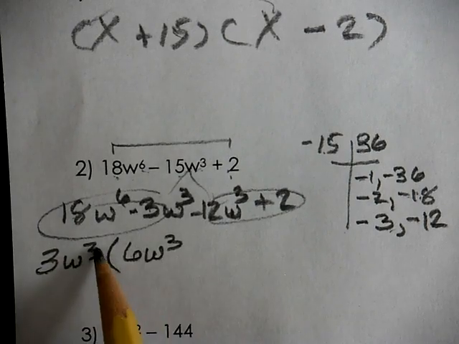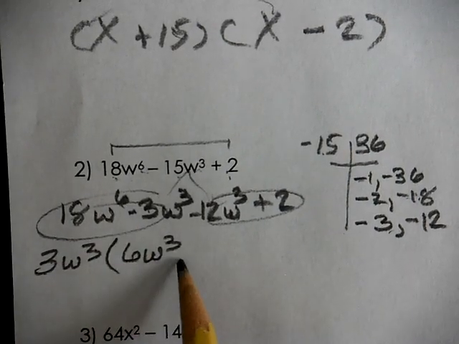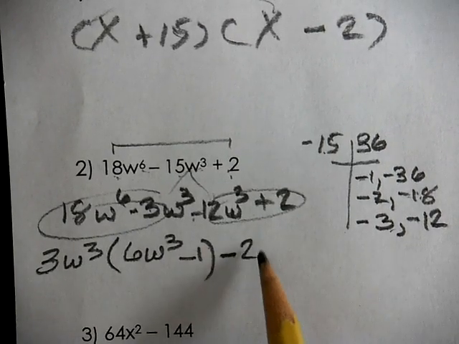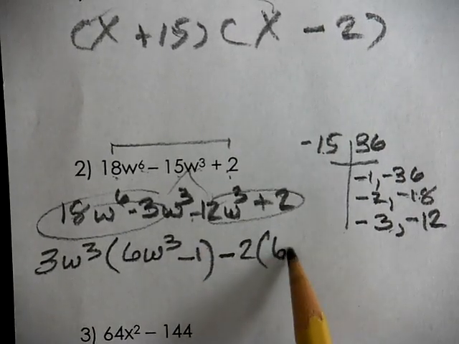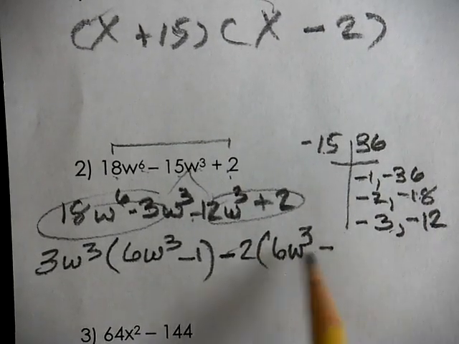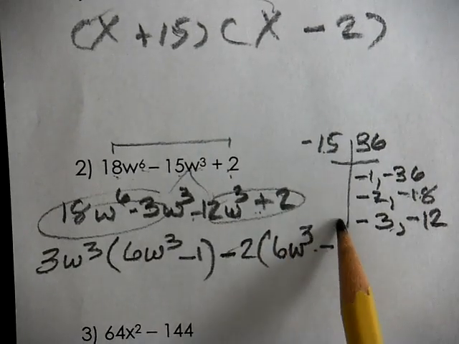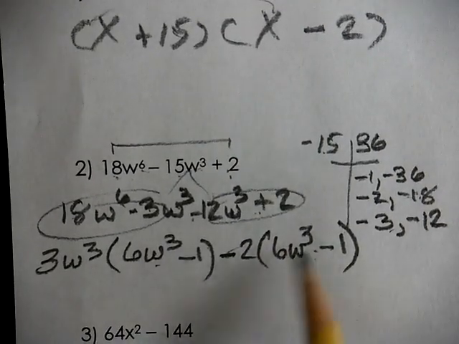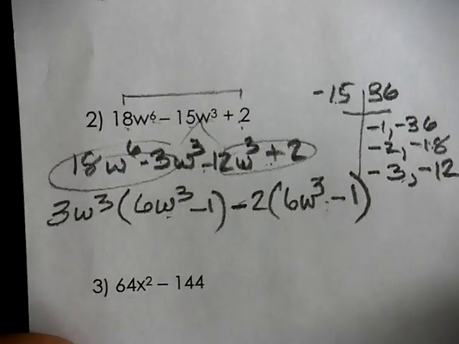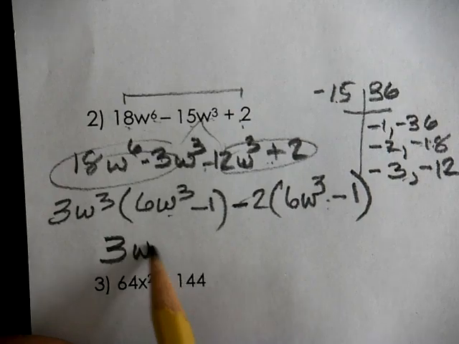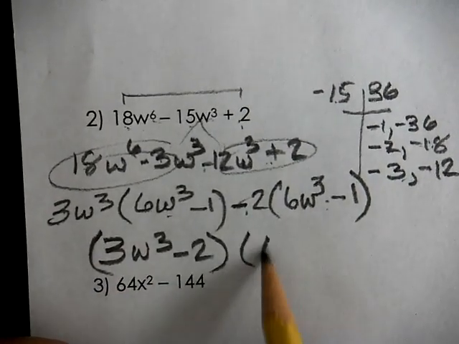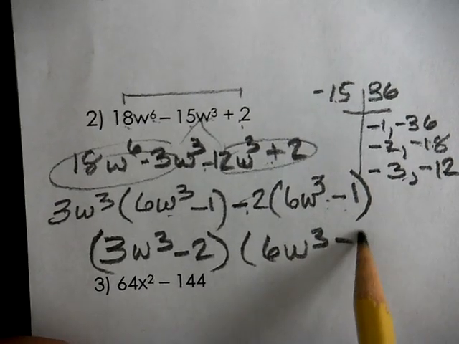3 and 6 make 18. When you multiply w's, you add the exponents. Minus 1. Bring down your sign. Factor out the 2. 6w cubed. A negative and a negative make a positive. Notice that these parentheses are exactly the same. That's required in factor by grouping. So I'm all done. 3w cubed minus 2 and 6w cubed minus 1.